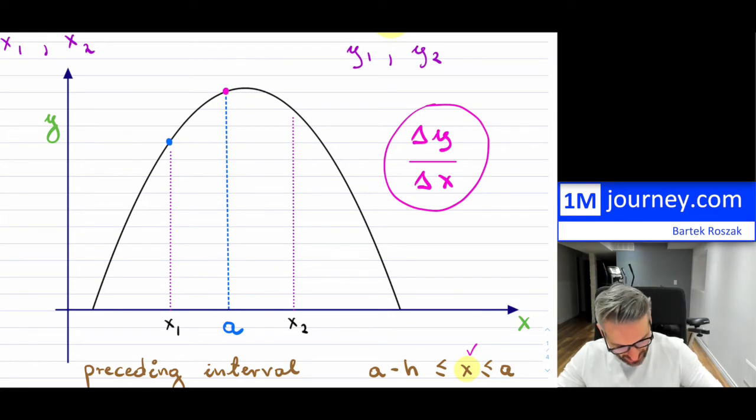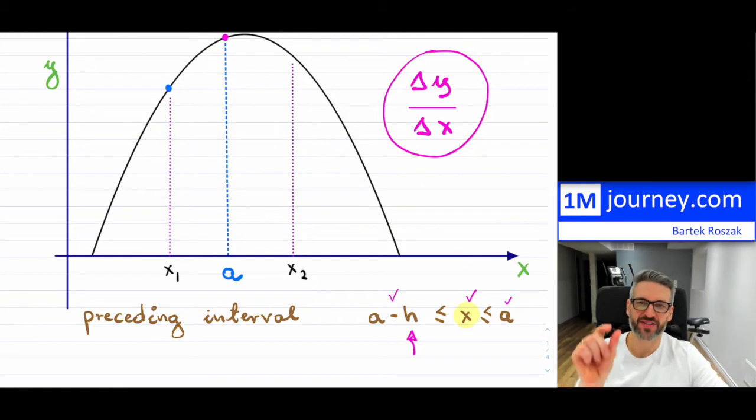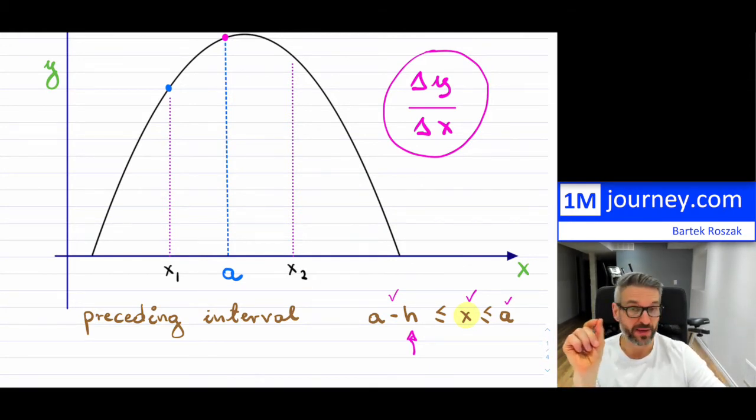And notice that x is actually less than or equal to a. And then notice that you have a minus this h. So now the question, of course, is what is this h? Well, h is actually a very tiny number. Now, you can make it big, but because we're going to be interested in instantaneous, which is what happens very close, as you make that h smaller and smaller, notice what happens.